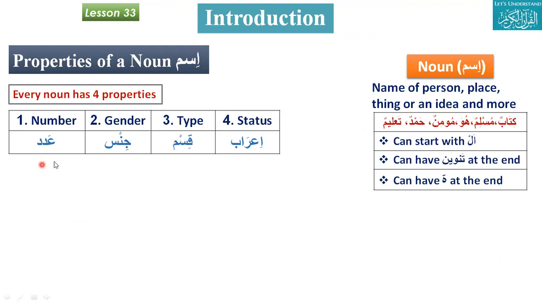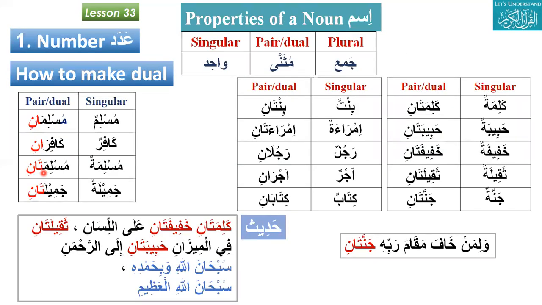Adad is number. Number can be singular, dual, or plural. Like we have Muslimun, one Muslim, Muslimani, two Muslims. Similarly, examples are Kalimatun, one word, and Kalimatani, two words.